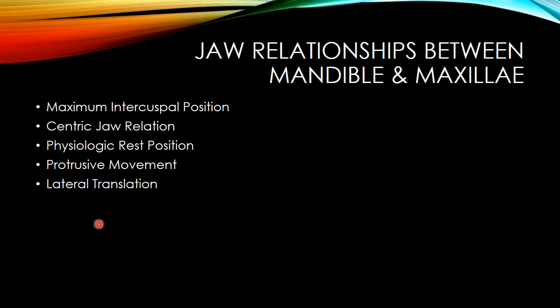These are the following terms that describe the jaw relationships between the mandible and the maxilla. Protrusive movement and lateral translation are called eccentric jaw relationships. When we say eccentric, these are the movements of the mandible that are deviations from the centric relation position.